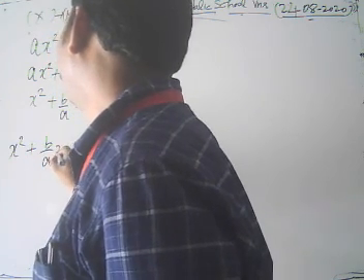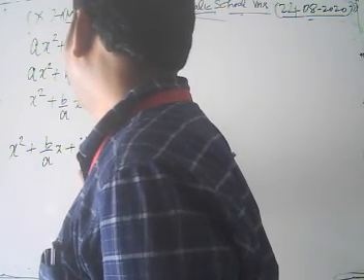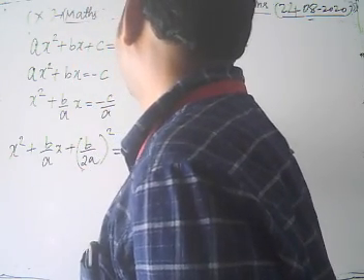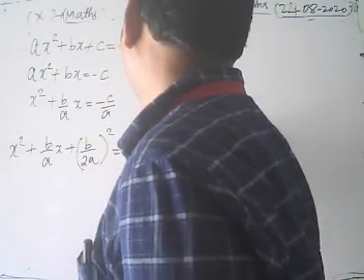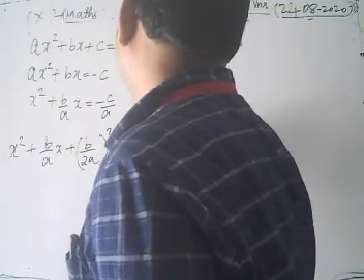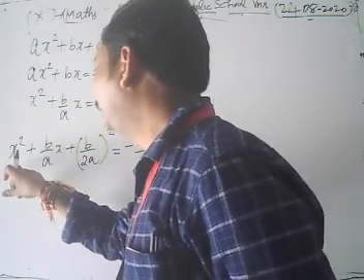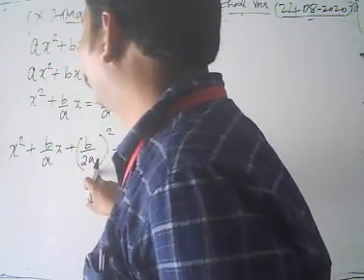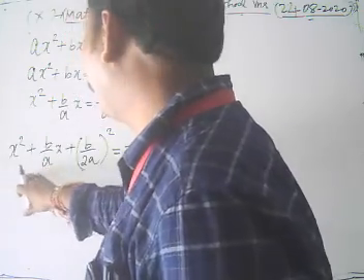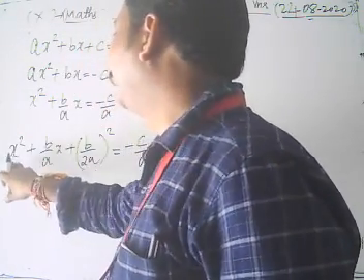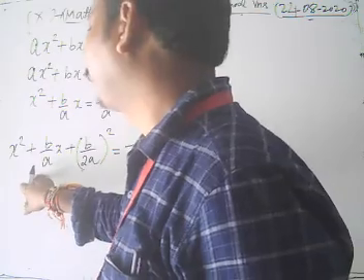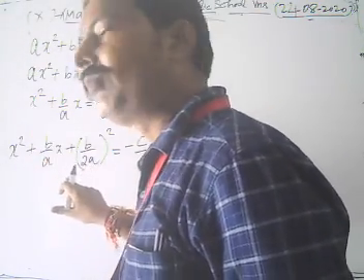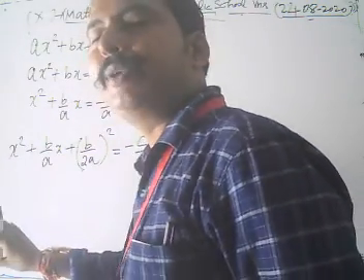In the next step we are adding a constant value, b upon 2a whole square, to both sides. And there is no change in our equation. Now look, what is this? We take this x as a and this whole as n. Then it's a square plus n square, and this term is 2 into a into n. When we solve this, we get a complete square of a plus n whole square.